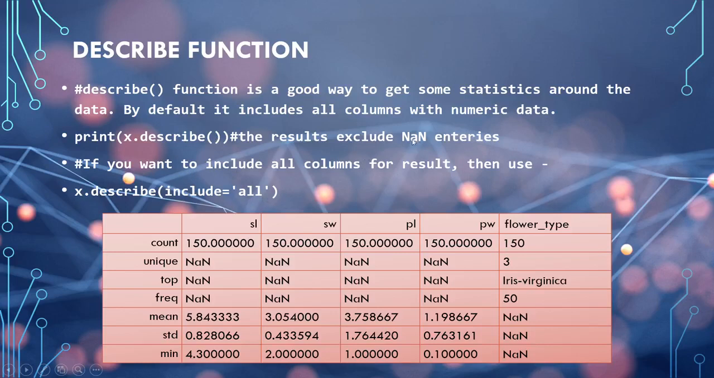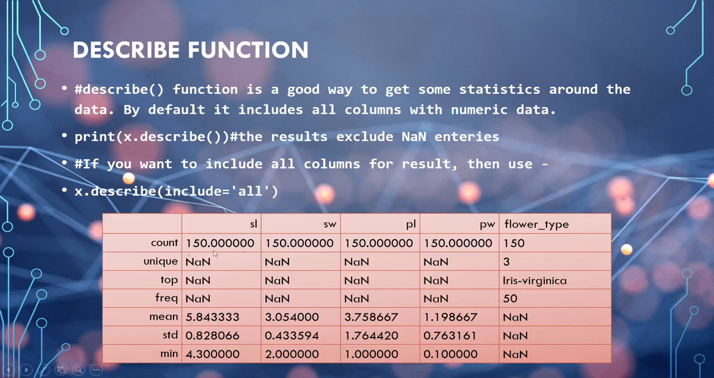NaN means null, which does not have any value in the data set. So if we do x dot describe, it always excludes the NaN entries in the output. If we also want to show the null entries and want to know what the entire table is, we can just do x dot describe include equals all.